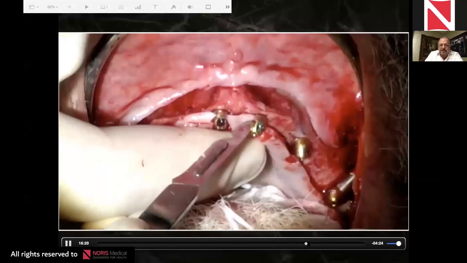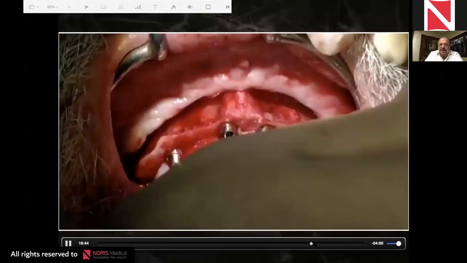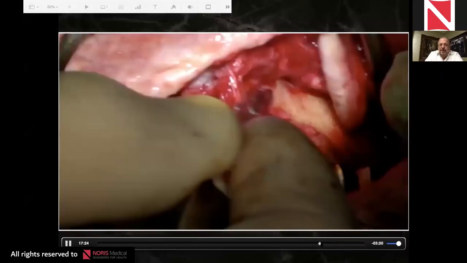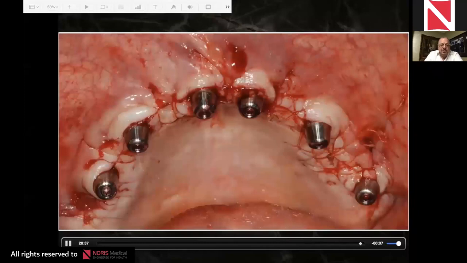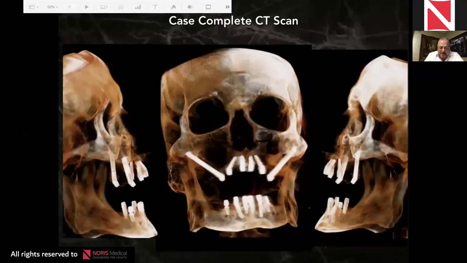We could save time for that because I know I have a tendency to be a little long-winded. So let's get to the end of this. I think there's pictures at the end so we can see where he's at. So here's our closure at the end. So you see where we're at. Good keratinized tissue around all of the implants, the zygomatic implants. Great AP spread. This to me is where it's at. And here's this case complete CT scans.